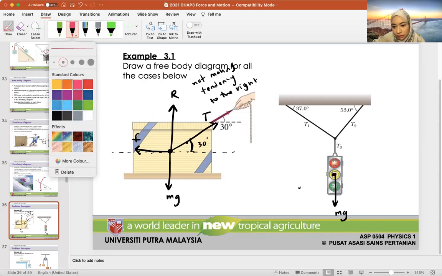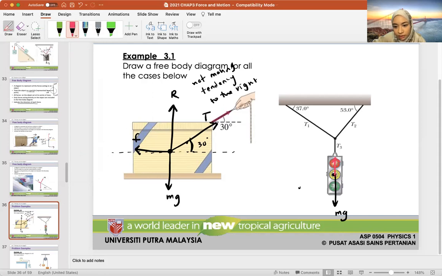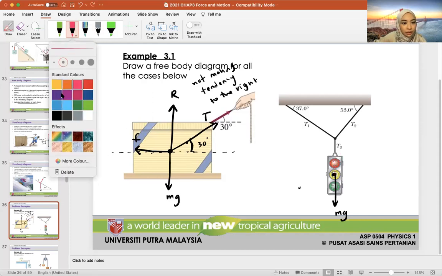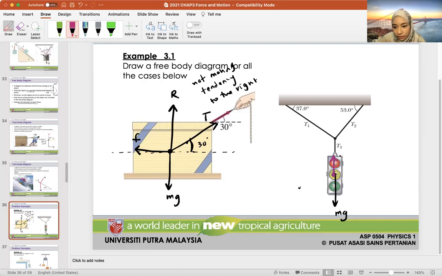So kalau kat sini, direction dia is upwards. Tak nampak pula. Saya nak pakai warna lain daripada hitam. What colour? Purple. Okay, purple. So the tension is like this and this is the mg. So this is specifically for the traffic light.